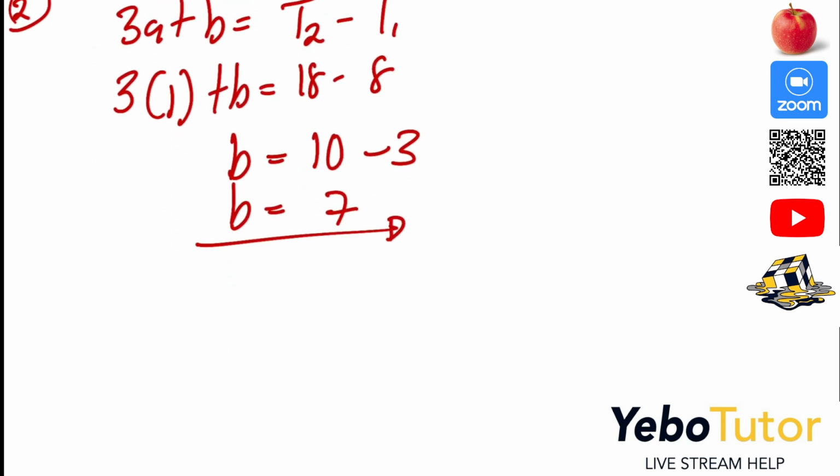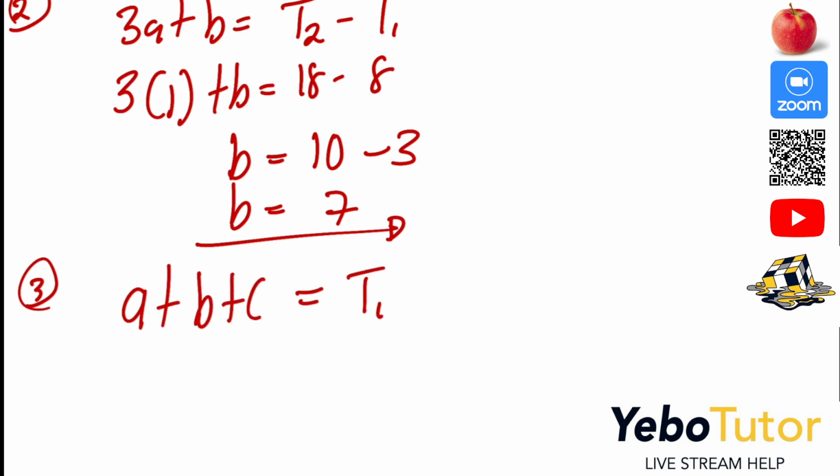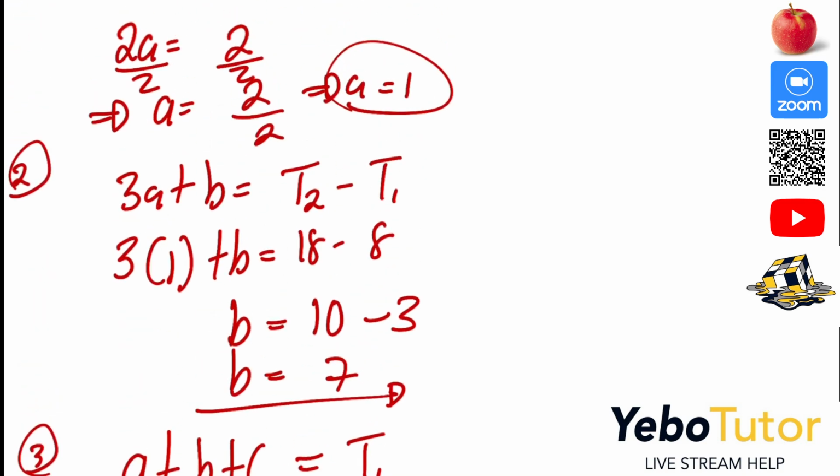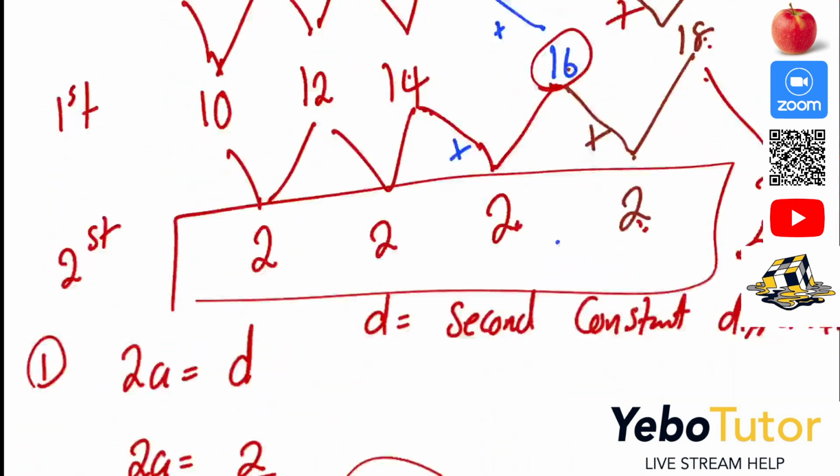Now we want to calculate the value of c. That will be now point number 3. So that will be your a plus b plus c is always equal to T number 1, which is your first term. What is our A? Our A we have calculated it to be 1. And what is our B? Our B we have calculated it to be 7, plus C, which is our variable which you need to calculate there. And what was our T1? Our T1 was given as 8.